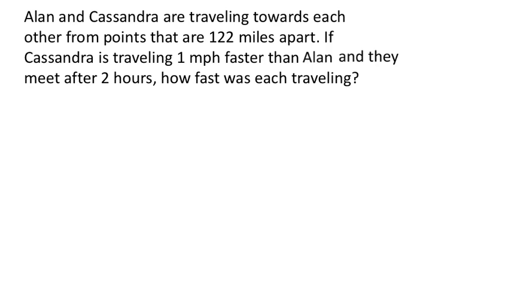Alan and Cassandra are traveling towards each other from points that are 122 miles apart. If Cassandra is traveling 1 mile per hour faster than Alan, they meet after 2 hours. How fast was each traveling?